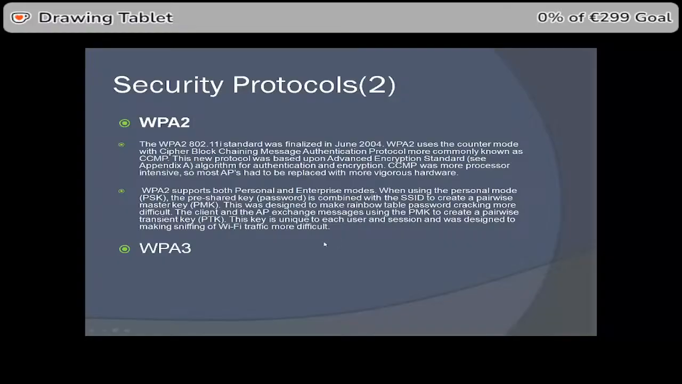All right. The client and the AP exchange messages using the PMK to create a pairwise transient key. This key is unique to each user and session and was designed to make sniffing of Wi-Fi traffic more difficult. And then in recent years, we have WPA3, which is still being implemented.